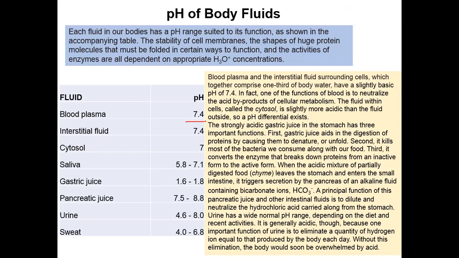Saliva is really changing. I guess it's from person to person, or depending on what we eat maybe. It's 5.8 to 7.1. It's sometimes acidic and sometimes basic. So the range is quite wide. Because saliva, basically, we'll talk a little bit about that, neutralizes the environment in the mouth.